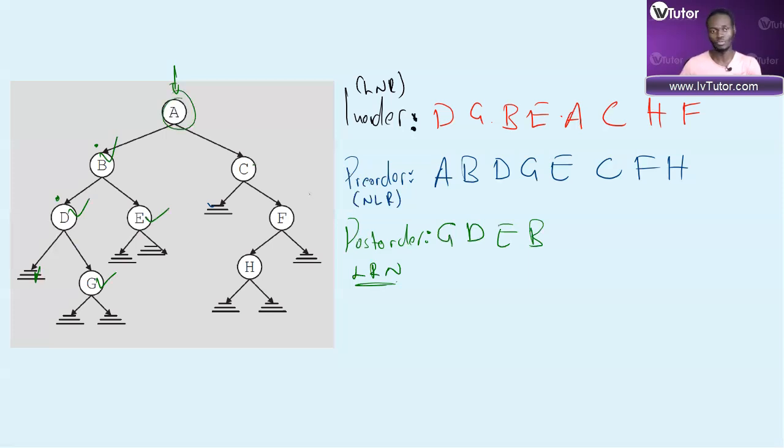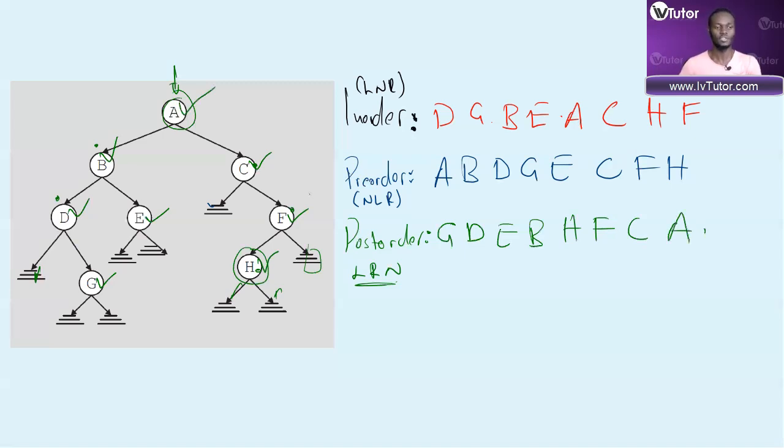Before you do C, you have to go to the left. There's nothing on the left. Before you print C, you have to go to the right. You go to the right, you find F. Before you print F, you have to go to the left, means you find H. Now there's nothing on the left, nothing on the right, so you can print H. Now you're done with this one. You go to the right, there's nothing. Now you can print F. Now you're done with the right of C, which means now you can print C. Now that you're done with the right of A, you can now print A.